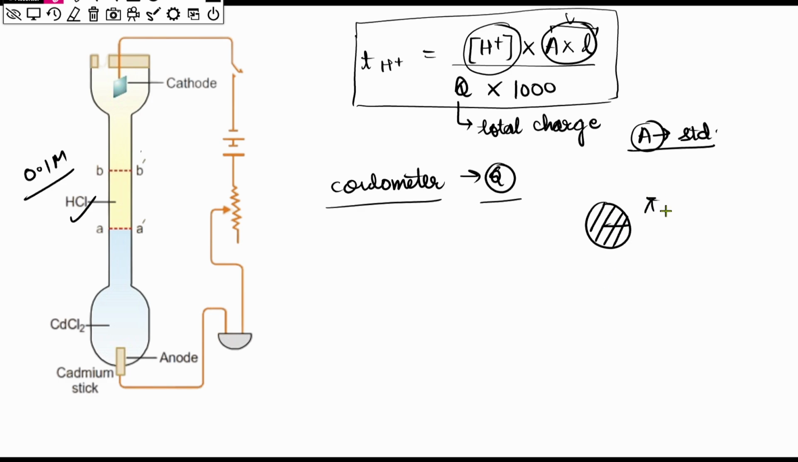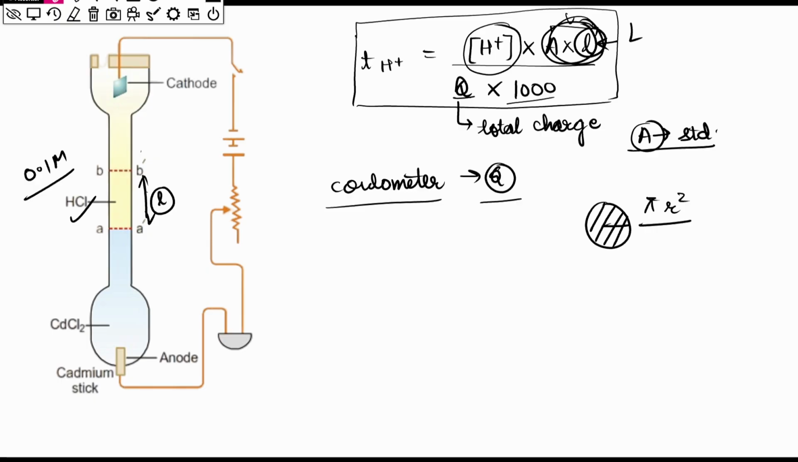Now this we can easily determine. If the radius is present, then we can determine it by pi r square. The area would be known, and the length is the most important factor here, because whatever length has been moved by this particular boundary will come into this value. Then this Q I have already told you, and divided by 1000, because here this volume we are calculating in liters. So that is how we can determine the transport number of protons.